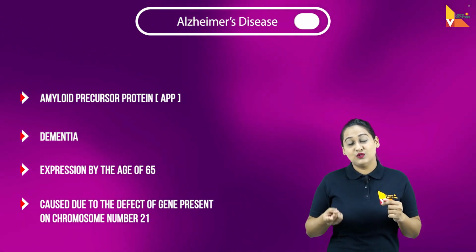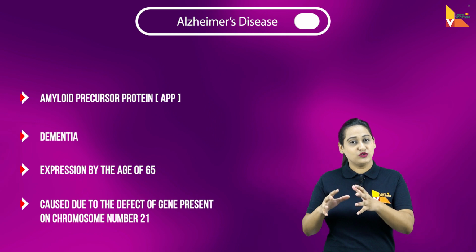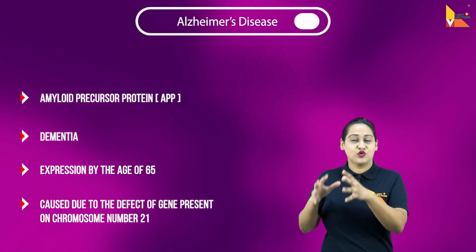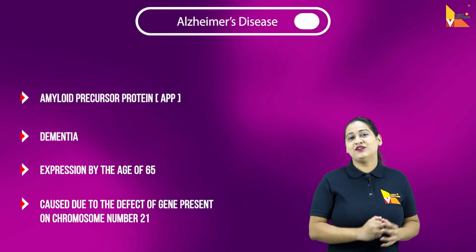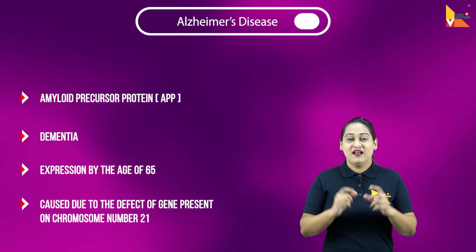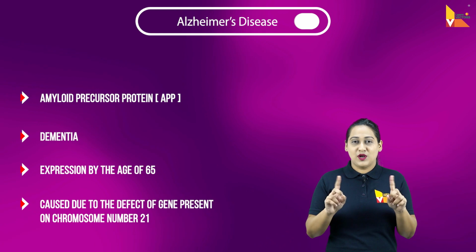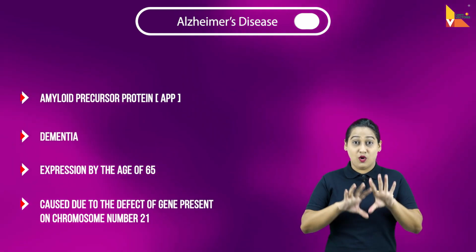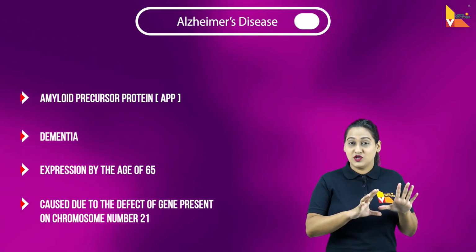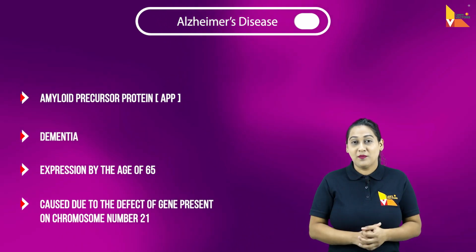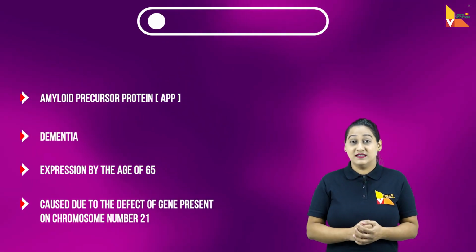And similarly, when you talk about Alzheimer's, it is also the defect which is found on chromosome number 21. So now it is easy for you to remember that the two diseases at least belong to the same chromosome. The only difference is Down syndrome is a chromosomal abnormality and Alzheimer's disease is a genetic abnormality.